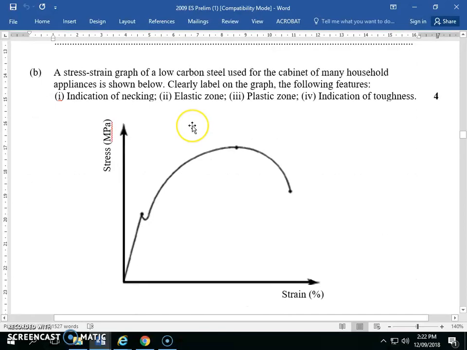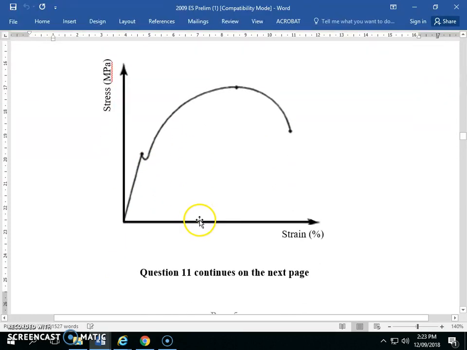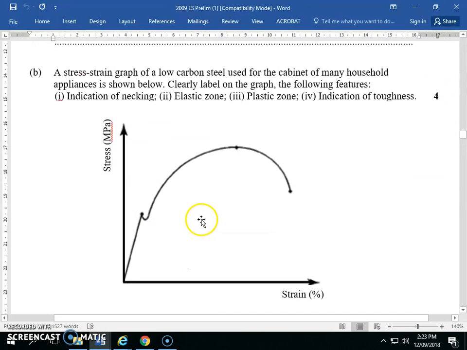Okay, here's a question on the stress-strain diagram. This is absolutely the sort of thing you might get. So, where does necking start? Necking starts from here. This is the breaking point. Where's the elastic range? Yeah. What material is this likely to be? Steel. Yep, low carbon steel.